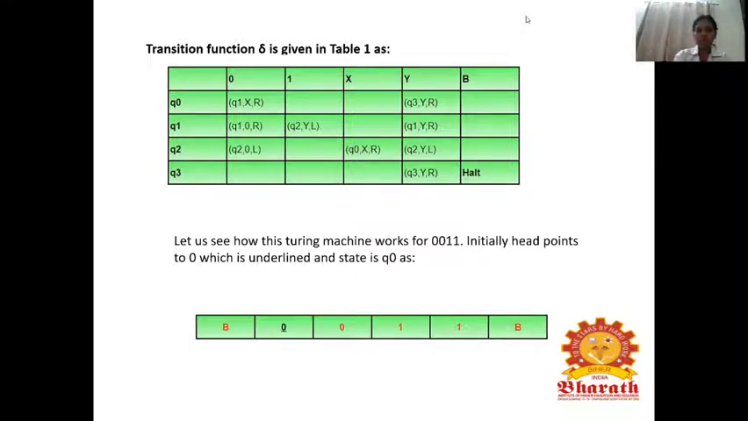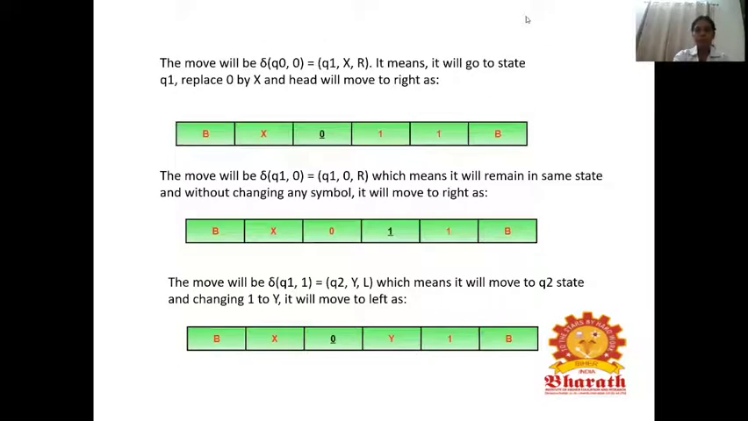B0011B. On both sides of the input string, we have a blank, represented as B, and inside that we have the input string 0011. The head points to the first symbol, that is the 0. Now we'll see what's going to happen.